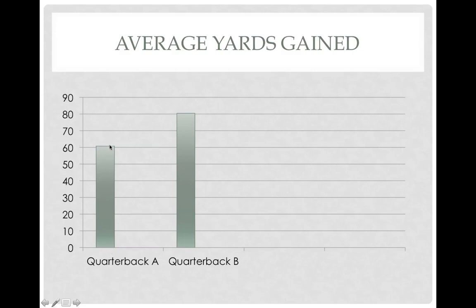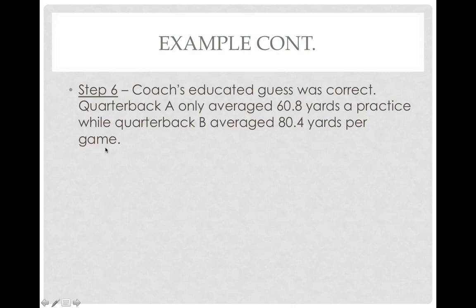So you can see quarterback A was only a little bit above 60 yards gained, whereas quarterback B was slightly above 80 yards gained on average. So this right here automatically tells me that quarterback B is probably better at the job of being quarterback than quarterback A. So the next step is step 6, which is conclusion.